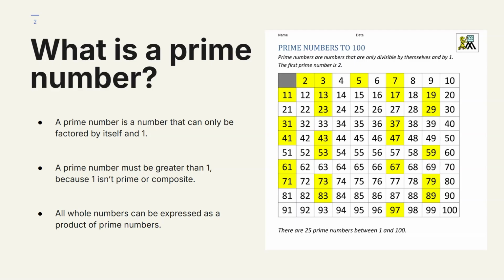What is a prime number? A prime number is a number that can only be factored by itself and 1. A prime number must be greater than 1 because 1 isn't prime or composite. All whole numbers can be expressed as a product of prime numbers.